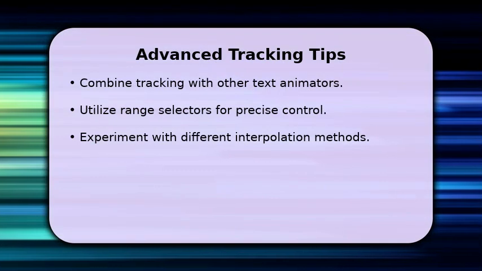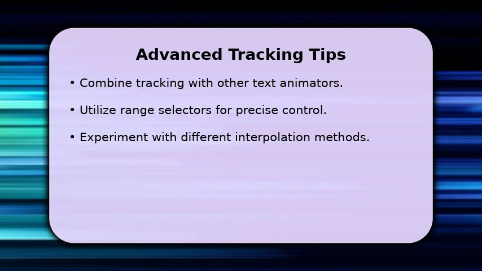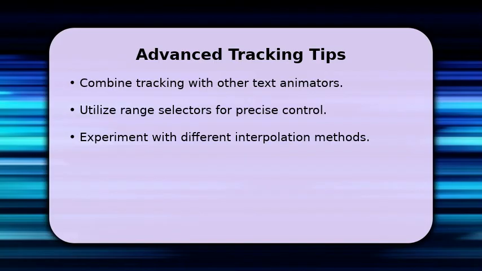For advanced tracking, try combining it with other text animators, such as opacity or position, to create multi-layered effects. Range selectors allow you to apply tracking to specific portions of your text, offering incredibly precise control. Don't forget to experiment with different keyframe interpolation methods, like Easy Ease, to refine the timing and feel of your animations. These techniques will elevate your text tracking to a professional level.